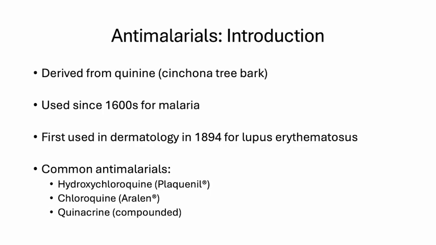Antimalarials have a rich history in medicine, dating back to the 1600s, when quinine, derived from the bark of the cinchona tree in South America, was first used to treat malaria. In dermatology, their use began in 1894 when Payne used quinine to treat discoid lesions in lupus erythematosus patients. Today, the most common antimalarials used in dermatology are hydroxychloroquine, known as Plaquenil, and chloroquine, known as Aralen. Quinacrine is also used, but it's only available through compounding pharmacies in the United States.